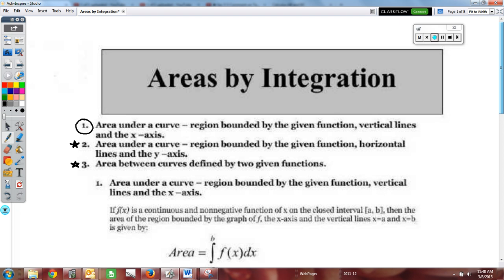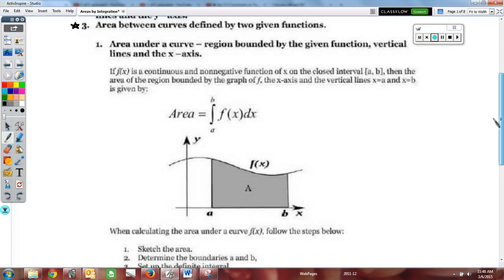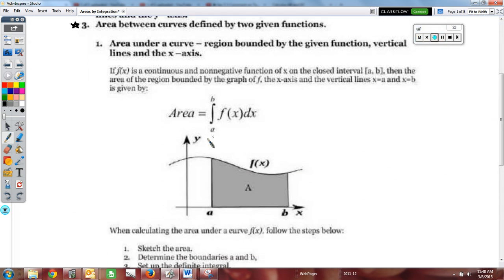All right, so we're taking a look at a review of what we had done before. When we were finding this area between the function and the x-axis, provided that the function was always non-negative, then the definite integral is going to be the area under the curve. We're doing our bounds from a to b, and we use our definite integral notation.